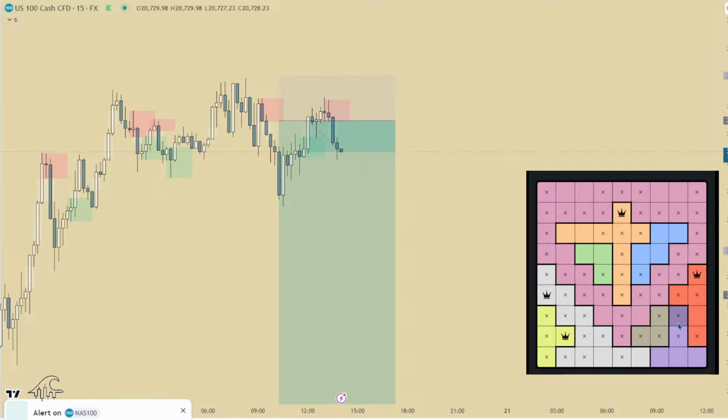Bearish gap on NAS 100. Good. That's what we want.